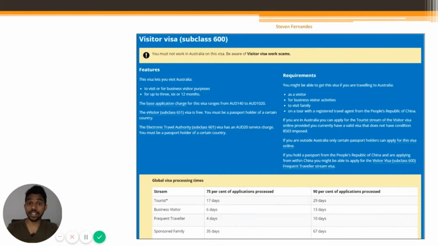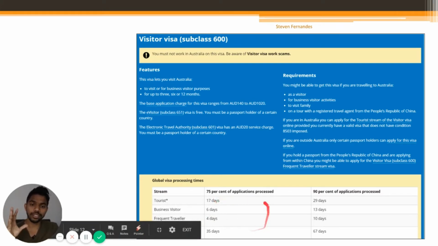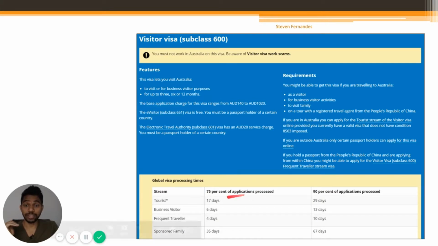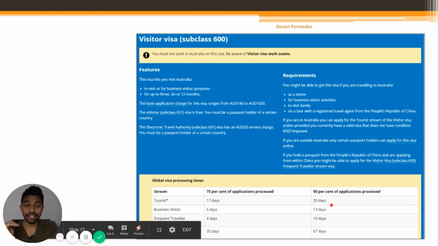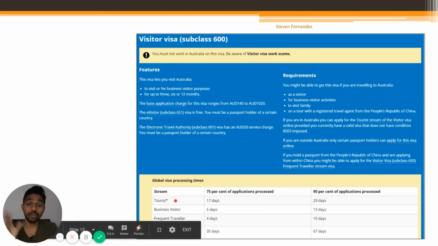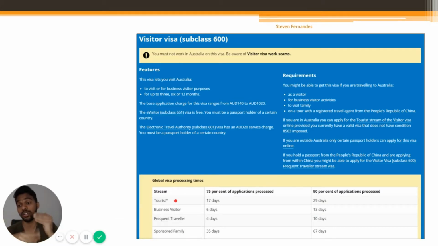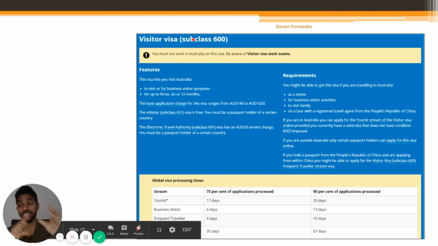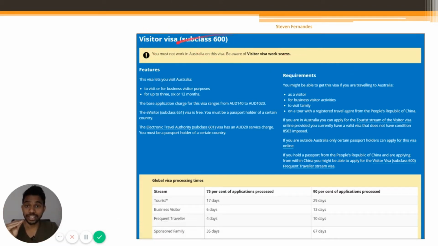And you also have the 600 visa, which is the final category, where Australia doesn't have an agreement with specific countries. Again, for this visa, the application time is a bit longer. This is the latest application time that the Australian department has updated on their website. So it's 17 days for 75% of the applications, and 29 days for 90% of the applications. So give yourself at least a month before applying if you're coming here on a tourist visa and you are not part of those countries that I showed before. And you can check the latest processing times on the Australian government website.